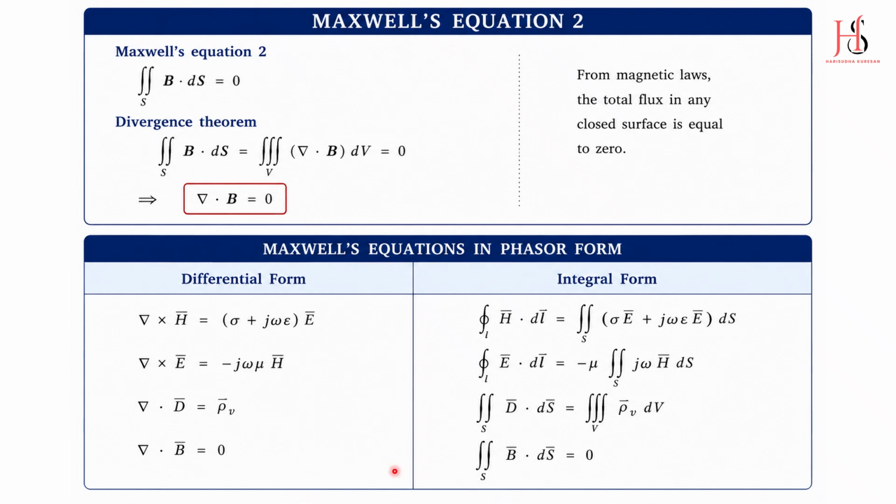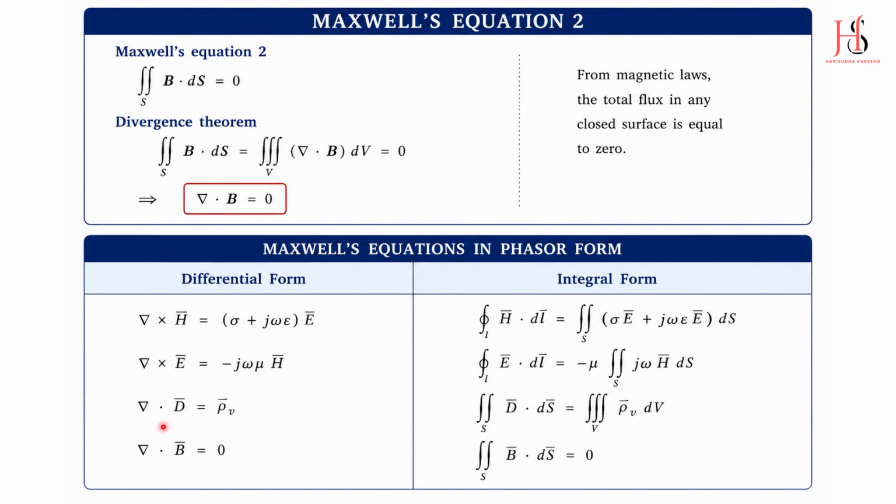Now again summarizing Maxwell's equations in the phasor form, in the differential form and in the integral form. In the differential form, Maxwell's first equation is del cross H is equal to (sigma plus j omega epsilon) into E, whereas in the integral form it is the line integral of H dot dl is equal to the surface integral of (sigma E plus j omega epsilon E) into ds. Now, in differential form, Maxwell's second equation is written as del cross E is equal to minus j omega mu into H, whereas in integral form it is the line integral of E dot dl is equal to minus mu times the surface integral of j omega H into ds.